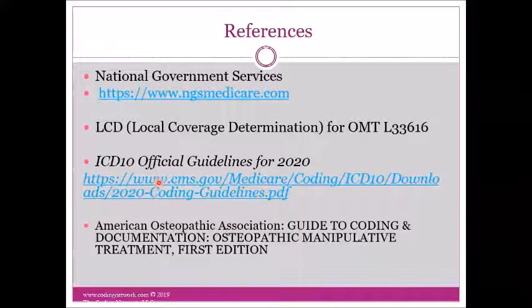I'd like to cite some references that I've used, one of which is National Government Services, one of the Medicare contractors that would be a good source of information, and there's a link to that. Also, there's what they call a local coverage determination for OMT, which is a very good reference as well, and I do have some information within this presentation that I took from here. Just a reminder that the ICD-10 official guidelines for 2020 are out. They came out October 1st, so there's a link for those. And of course, I did review the American Osteopathic Association's Guide to Coding, so some information was obtained from there as well.